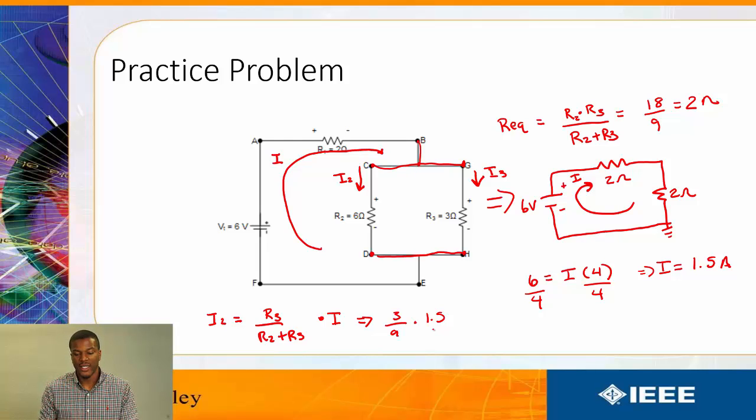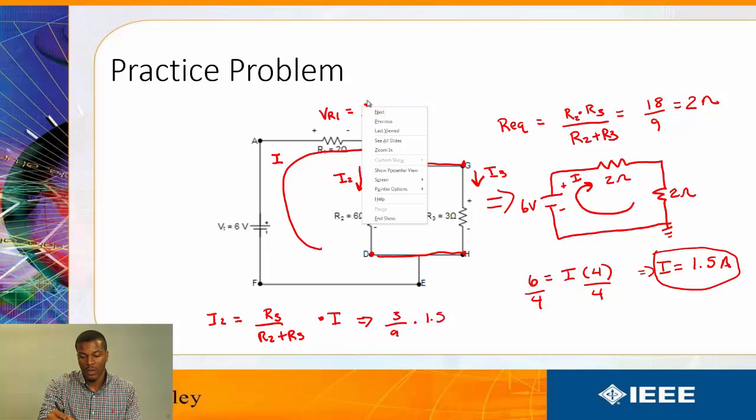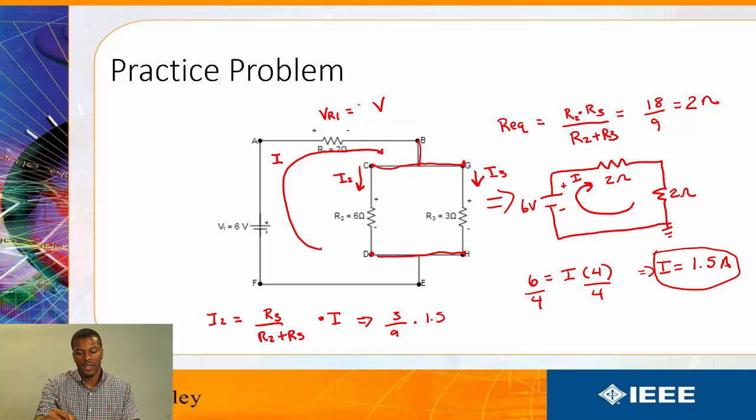Or another way you can do this is by just using this 1.5 amps that we determined in the beginning, multiplying it by R1 here to find VR1, which will equal 3 volts. And since we have a total of 6 volts here, we can determine that the voltage drop across these two resistors will also be 3 due to the conservation of energy.